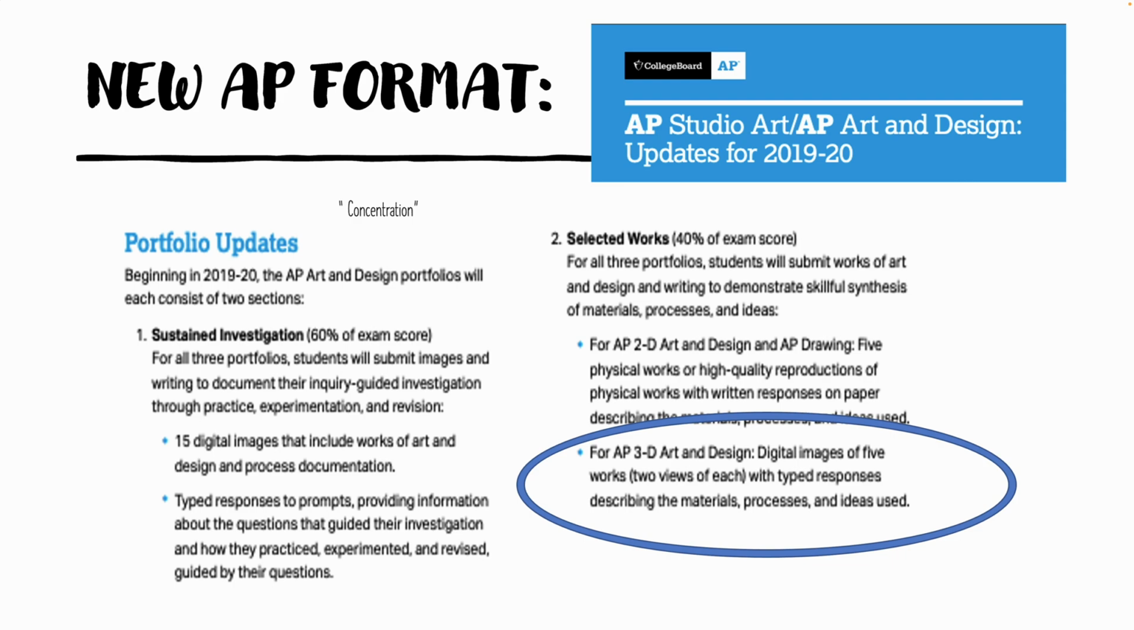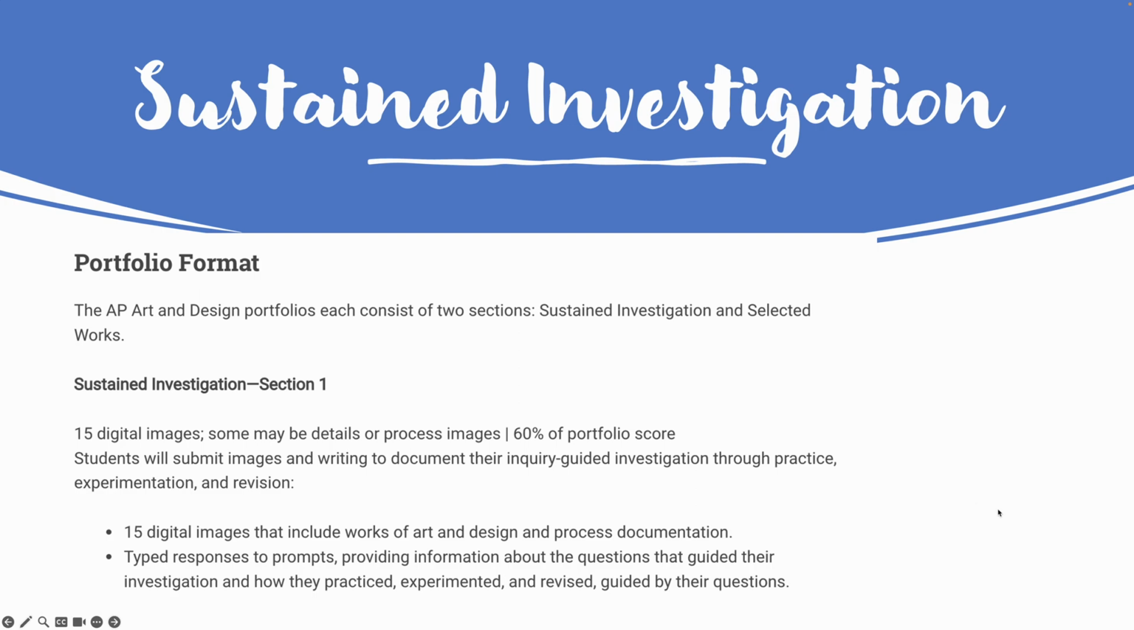The selected work part basically is your 5 strongest works. However, this does not have to come from the works that are showcased in the sustained investigation. All of your students coming in have strong previous 3D work. We will work together at the beginning of this semester on some guided projects to help them develop their skills and possibly create some works they might use for their selected works. The sustained investigation, again, is 15 digital images. We will begin diving into our sustained investigation in mid to late September.